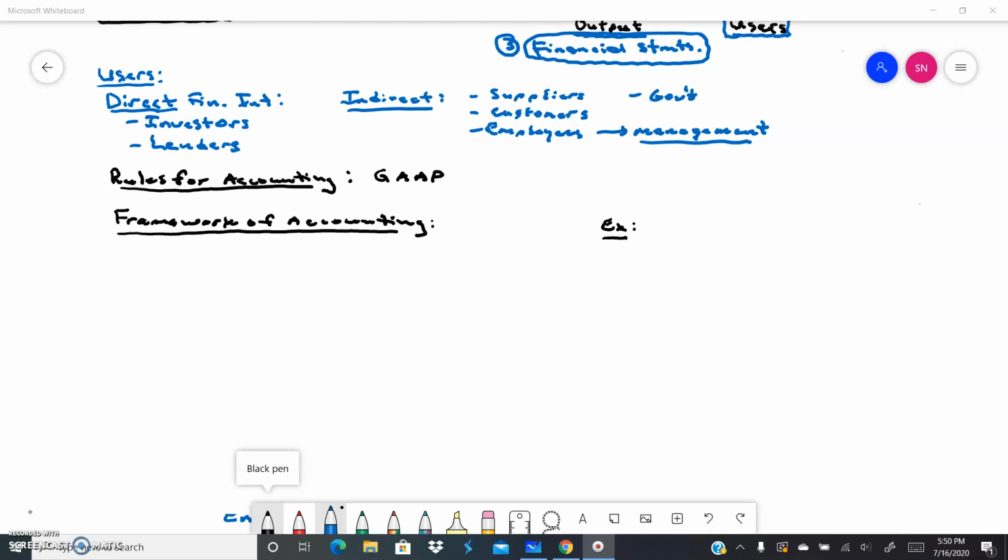So on top of the users, just moving along, before we get into the nuts and bolts of accounting, one thing that's important to note is that there is a set of rules for accounting, specifically financial accounting. And so when we refer to specific rules and guidelines, what we're going to be governed by is what's called generally accepted accounting principles, and that's in the United States.